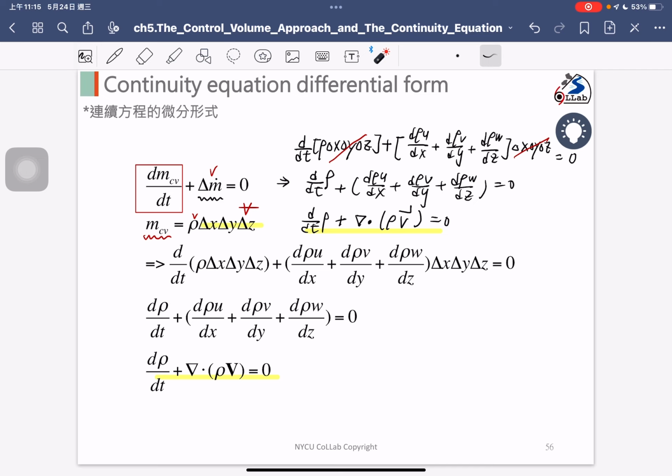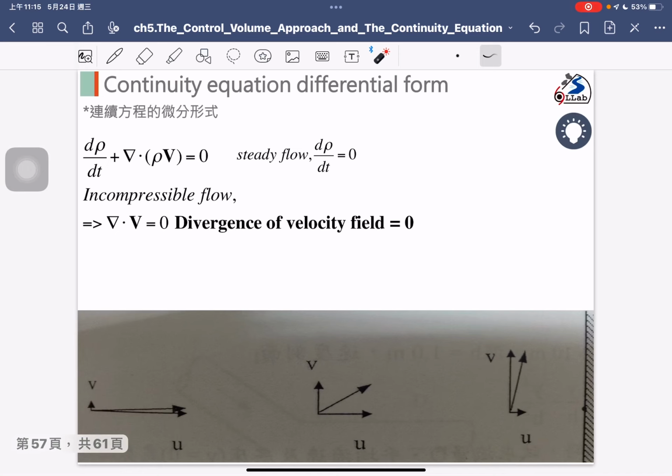We can see the density change with time, plus the spatial gradient dot product with the velocity vector, equals 0. Okay, and as I mentioned previously, I want to explain the physical meaning when we look at the differential form of continuity. So I follow these ideas.